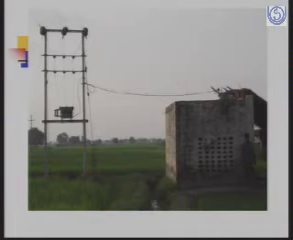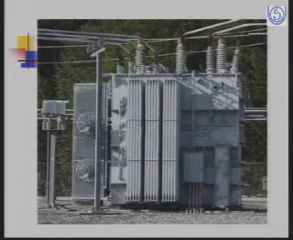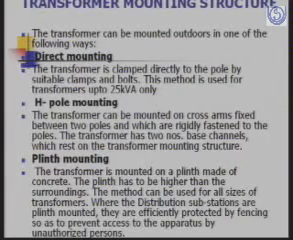So this is an H pole mounting of a distribution transformer, and this is on the ground, where there is usually a plinth on which the distribution transformer is mounted. So these are the three types of mountings which we usually use for the transformers. The direct mounting is used for transformers up to 25 kVA. The H-pole mounting is usually used for transformers up to 250 kVA, and the plinth mounting is used for transformers from 250 kVA to 1000 kVA. Even though smaller transformers can also be placed on the plinth, these are the general guidelines.